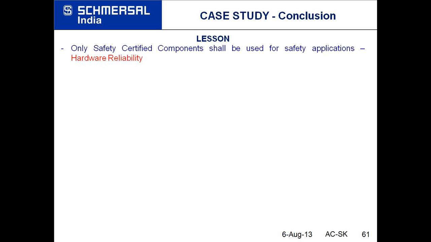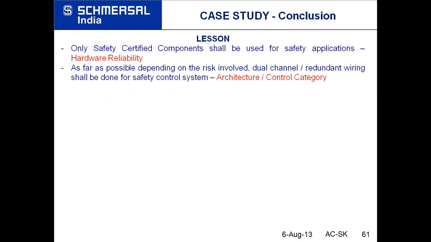You can recall the requirements of a safety system. The first requirement was hardware reliability by MTTFD or BTND. The second requirement, as far as possible, depending on the risk involved, dual channel or redundant wiring system or circuit shall be done for the safety control system, like the control categories: the input, logic, output part.